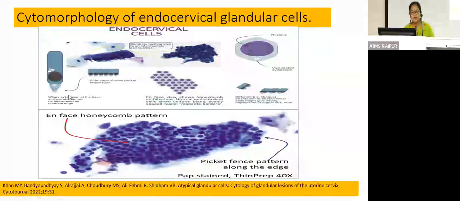Yeah. So they are tall columnar cells. They have wispy cytoplasm at the base. And when they are on their end, they have a picket fence appearance. And when they are on their face, then they have a honeycomb appearance. So this is a normal endocervical cell.